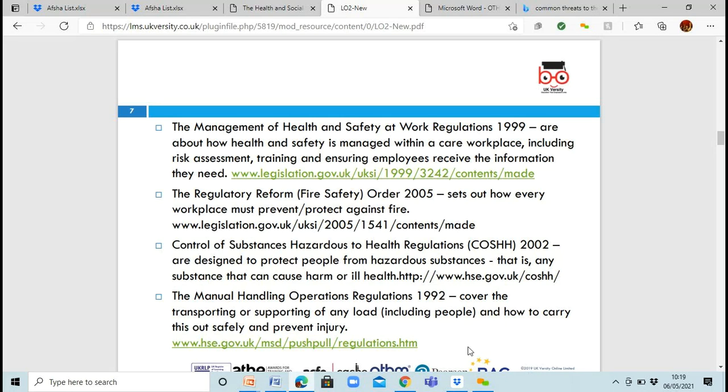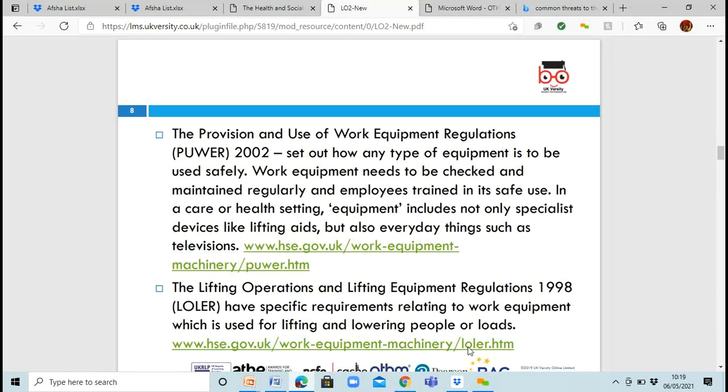Then you have the Manual Handling Operations Regulations, 1992. These just tell you how you should load things and how you should carry items, especially heavy items, and how many people it should take to carry particular things. So it helps you to do things safely and hopefully prevent any type of injury. Like I said, we've got a lot of legislation today, so we've got another 2 slides of these.